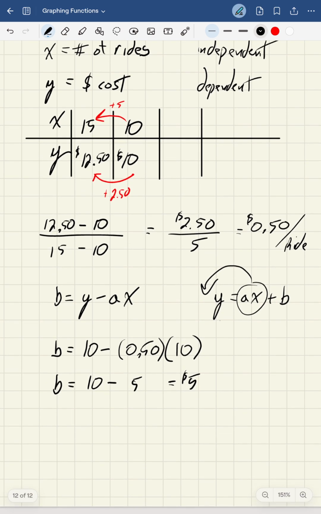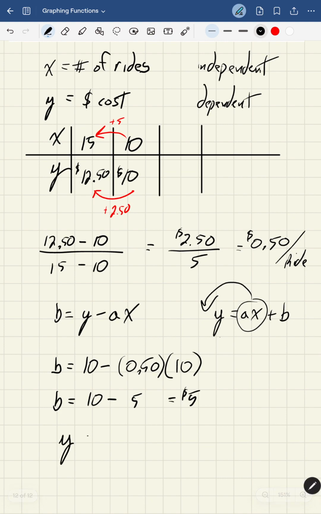Now we know our rule. How much does it cost to go on these rides? Well, it's 50 cents for every ride plus a $5 entrance fee.